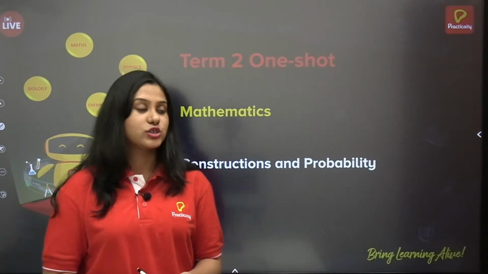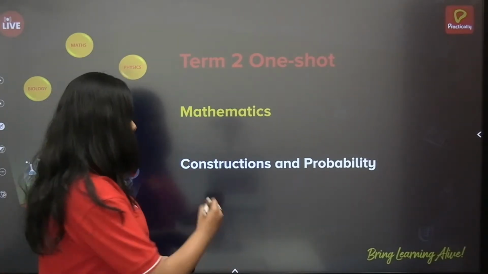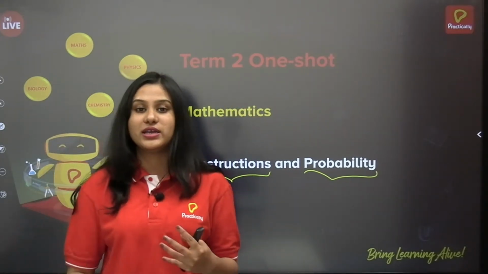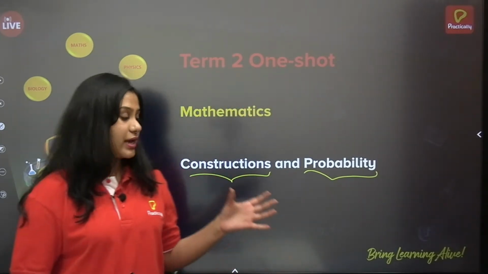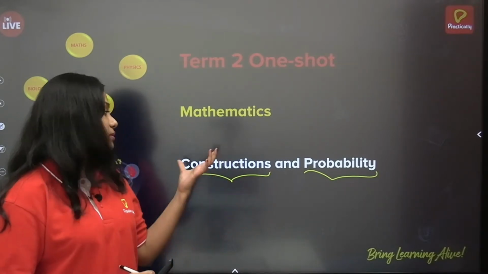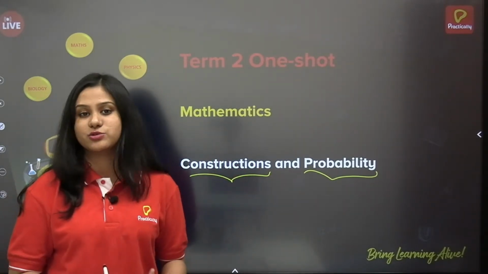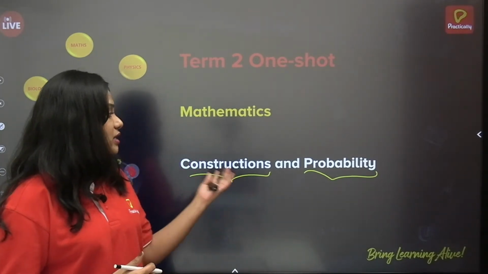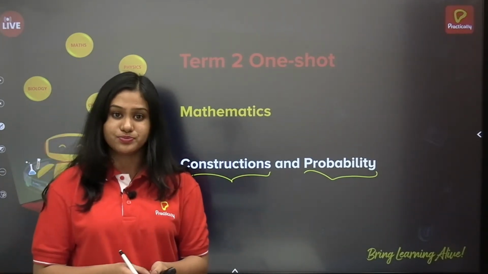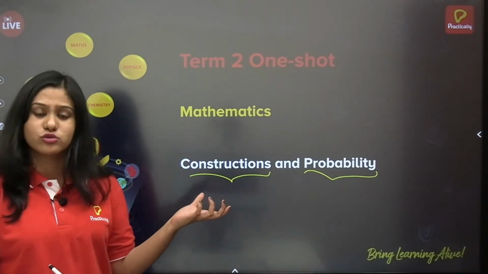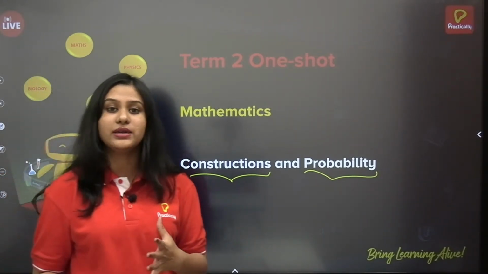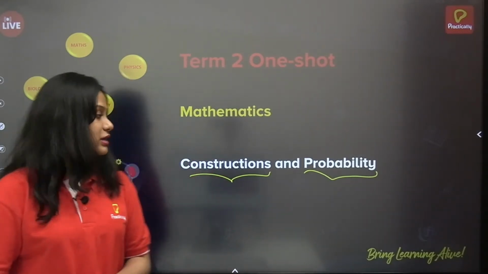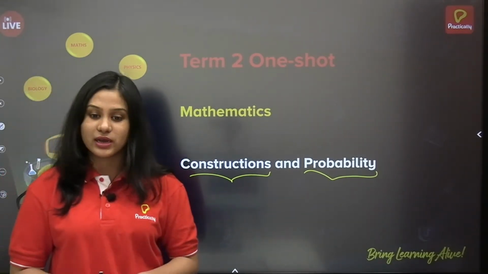So, in today's session of mathematics, we will be studying constructions and probability. I know these are two very different chapters, but according to the CBSE syllabus, many portions of both have been reduced, so these are actually very small chapters. I have combined both chapters in one session so that it would be easier for you to go through and we will complete two chapters in one go. I hope I'm audible enough.